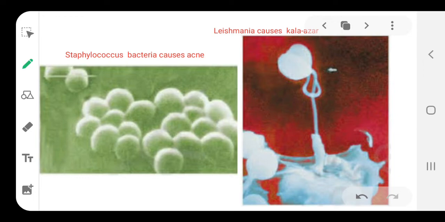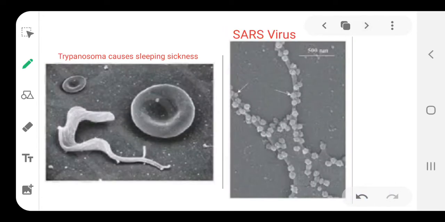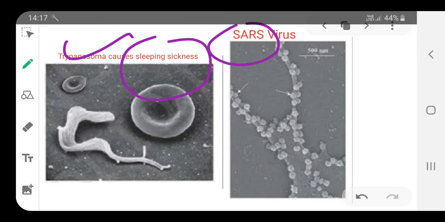You should know the names and, of course, the diseases they cause. This particular photo shot is from a bacterium called Staphylococcus, and that causes a common disease like skin acne. Similarly, you can see this photo shot called Leishmania that causes a disease called Kala-Azar. These photo shots are all from your textbook, okay. Please go through them again. And this is the trypanosoma, and it causes a disease called sleeping sickness. And this is the one which we are now dealing with, called SARS.